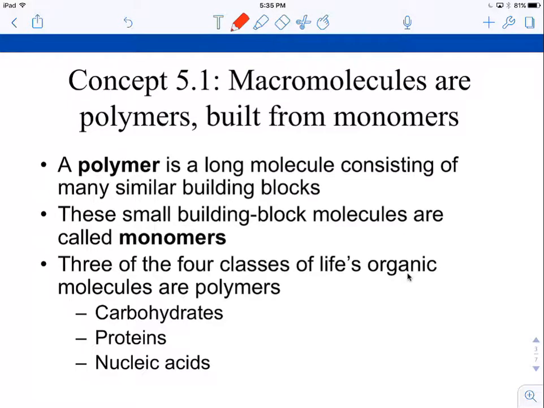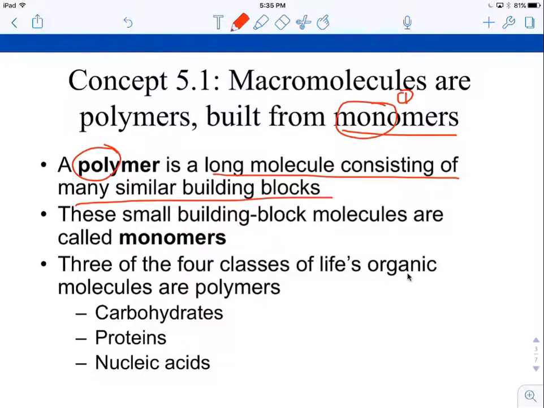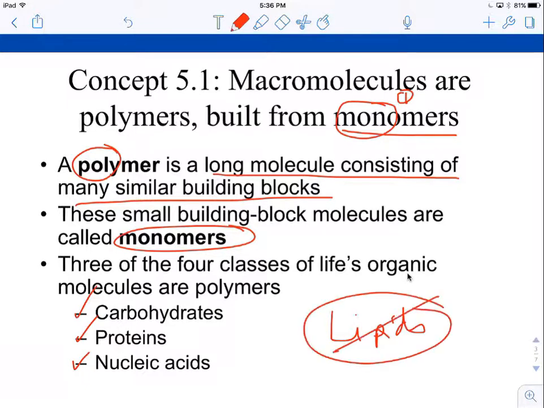Okay, so macromolecules are polymers, and poly means many. So polymers are built from monomers. Mono means one. So if you take a lot of monomers and hook them together, they will make a polymer. So a long molecule consisting of many similar building blocks. Small building blocks are called monomers. And 3 of our 4 macromolecules are polymers. Carbohydrates are polymers, proteins are polymers, nucleic acids are polymers. Lipids are not polymers. Okay, not polymers.